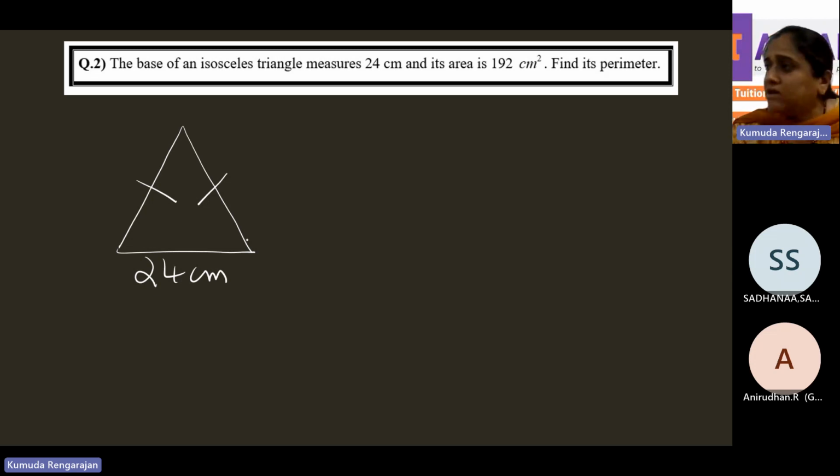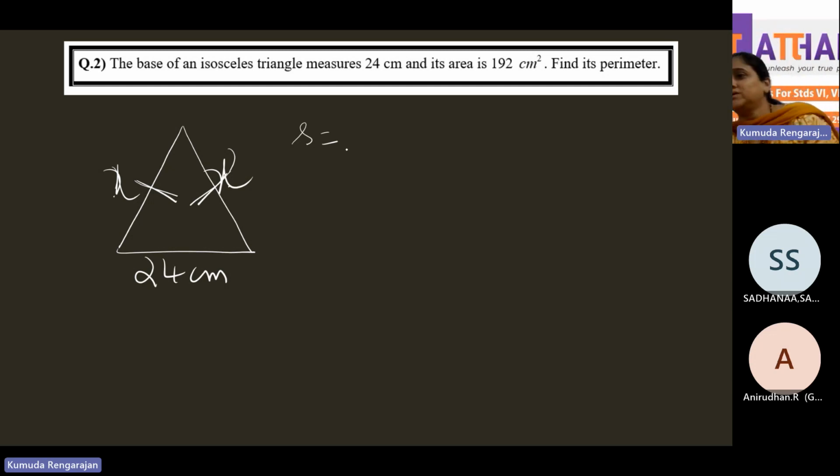Perimeter means we need to find all the three sides and then add and get the perimeter. So for that, we need to find the length of these two sides and they're equal sides. So if you find one side, you will know the other side also. Okay, so let's call it X. So first step is to find the semi-perimeter. Have you done a similar one, children? Looks familiar for me.